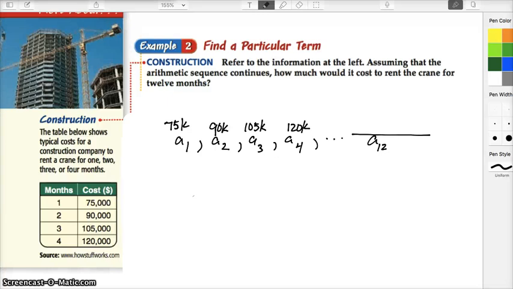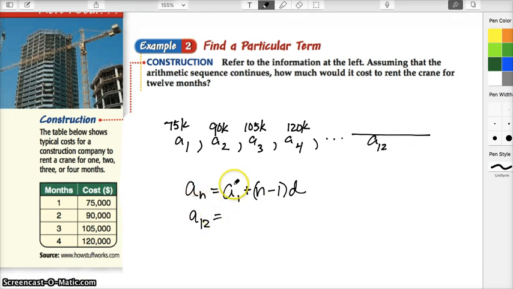We're going to pick back up with arithmetic sequences. So in this example, we are basically looking for a sub 12. And to find a sub 12, we're going to use the formula we learned about just a few moments ago. This formula gives us the power to find any of the terms that we want, even if the term we want is like a sub 12 or what's happening on the 12th month.